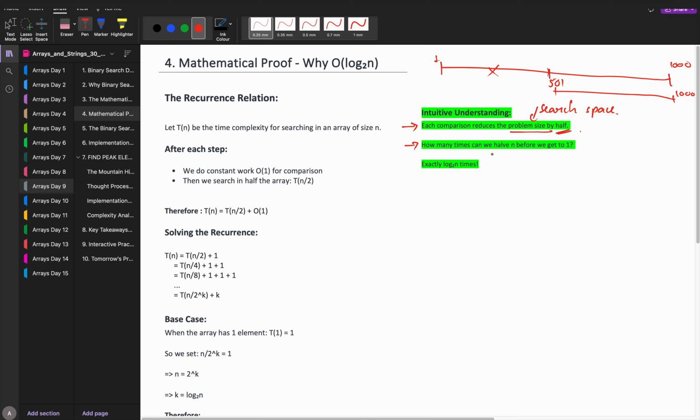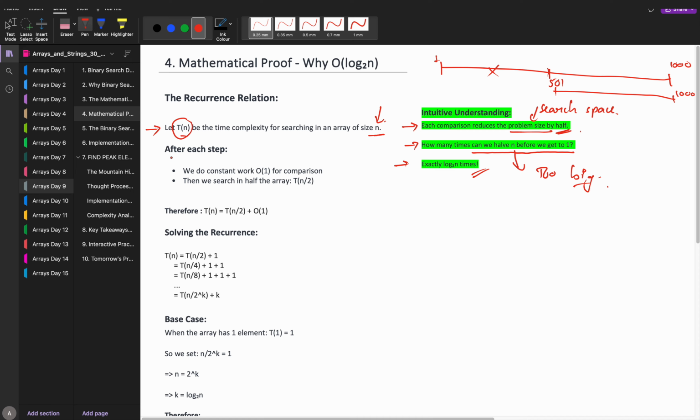So how many times can we halve n before we get to 1? Now if the value of n is too big, can you count it on your hands? Can you do it manually? No. Though the answer is log n to the base 2, let me show you a proper proof, because doing it manually would be difficult. So let's create an equation. Let T(n) be the time complexity for searching in an array of size n, where n items are there.